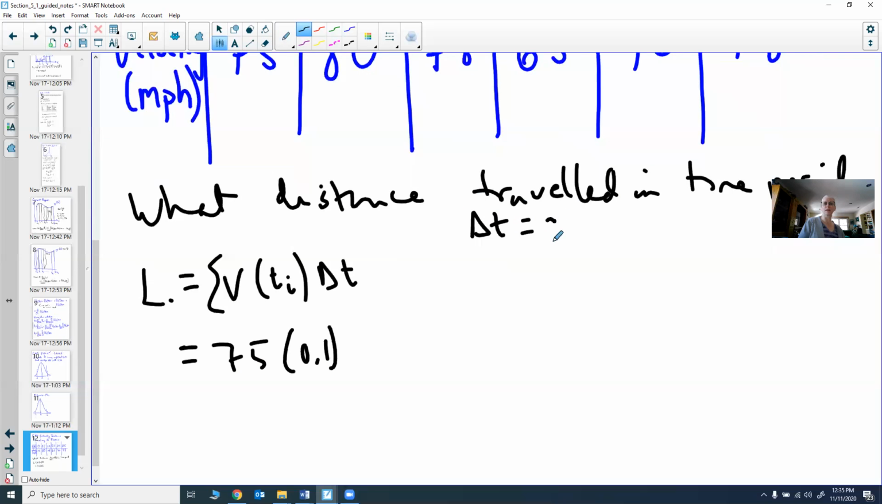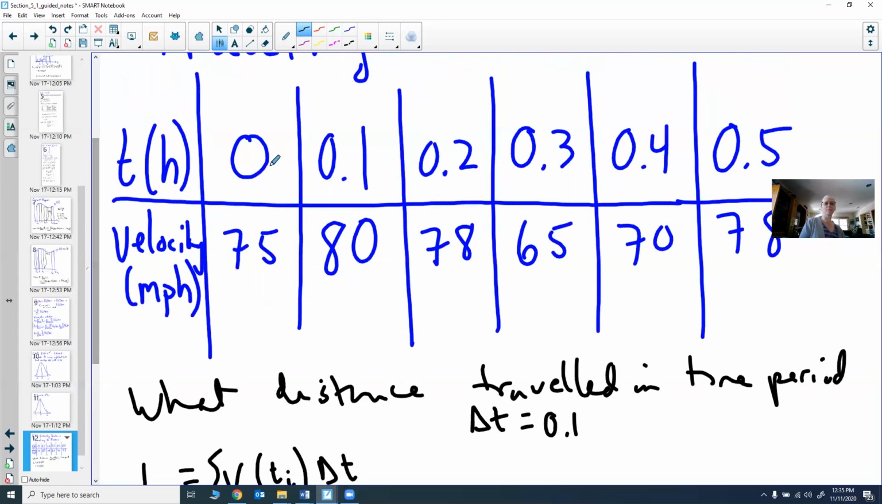And the reason it's 0.1 is because that's how often I measured. No other reason. I could have measured more often, but I only measured every 0.1. So my delta t is 0.1. If you have a table like this, your delta t is whatever that separation is between the different values. Occasionally, these can change, so your delta t may not always be the same value.